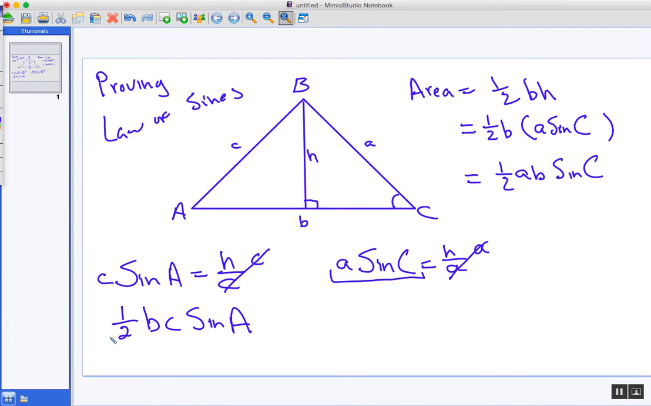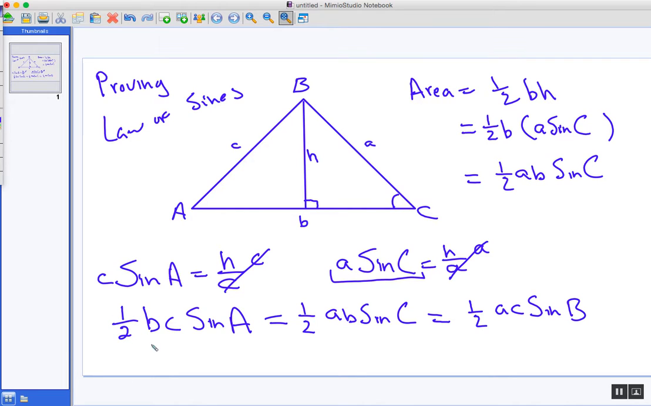You can see these two areas should be equal to one another. We're still dealing with the same triangle; I'm just expressing it using different sides. So I'm going to set up an equation. We have 1/2 bc sine of A, and that is equal to 1/2 ab sine of C. And we could prove along the same lines that 1/2 ac sine of B would also give us the area of this triangle.